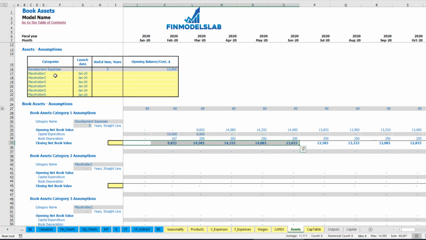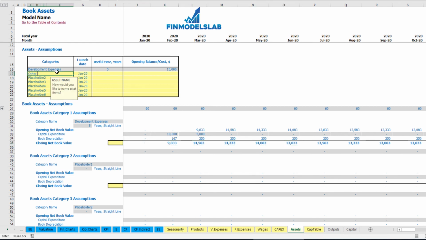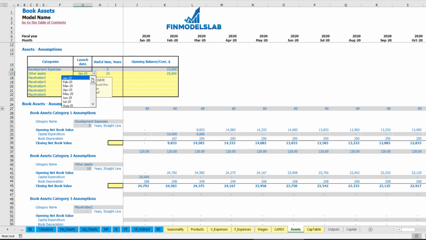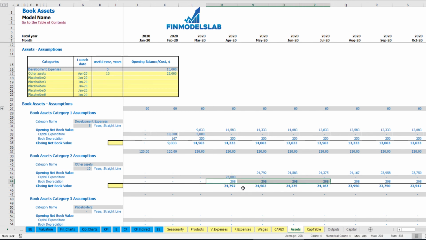Additionally, you have up to 6 placeholders for other assets. For example, other assets with a useful life of 10 years with a cost of $25,000 and a launch date in April. You may find it in here. You can see capital expenditure. You may see book depreciation by months for these amounts, and you may see closing net book value.